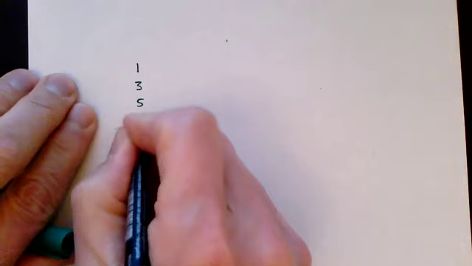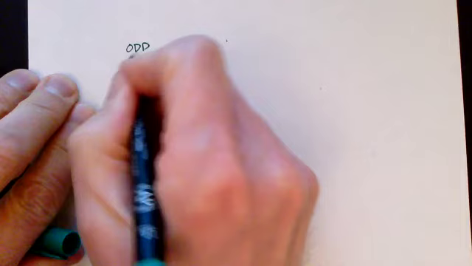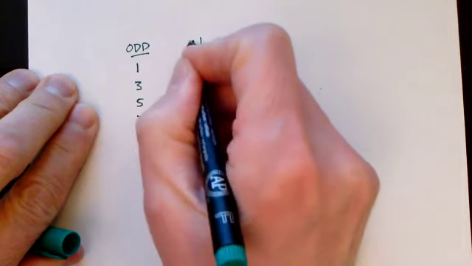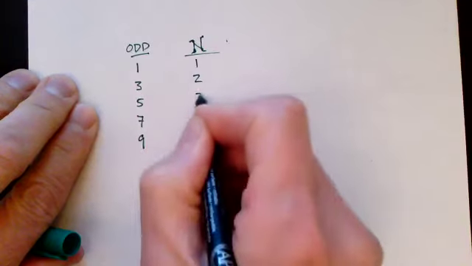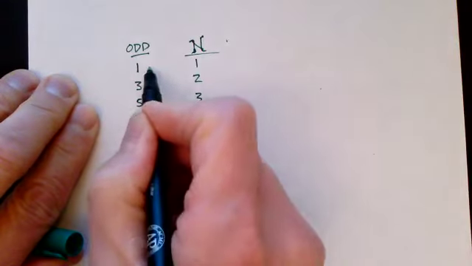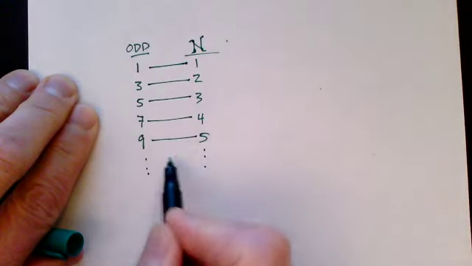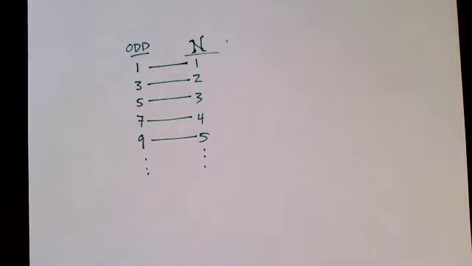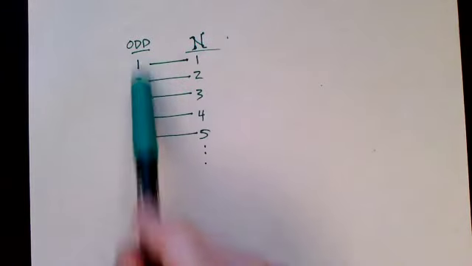Okay, here are the odd numbers, 1, 3, 5, 7, 9, and so on. And here are the natural numbers, which I made with a little fancy N there. 1, 2, 3, 4, 5. And you can see there's a correspondence between them. Okay? You can figure out that function. It's a relatively simple arithmetic function. And so there is a correspondence between the natural numbers and the odd numbers.